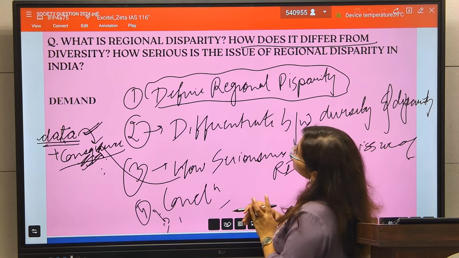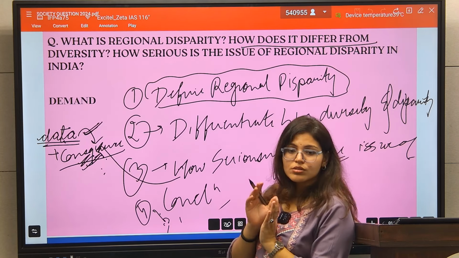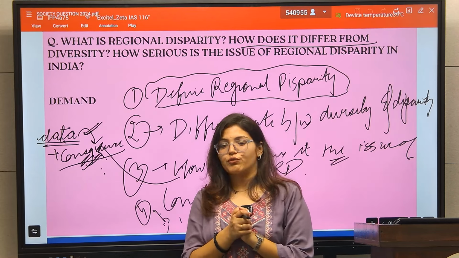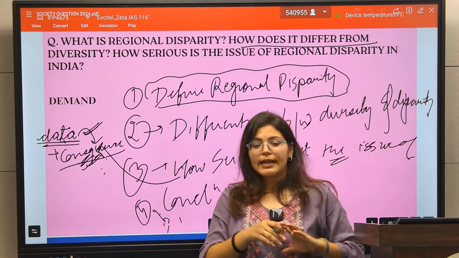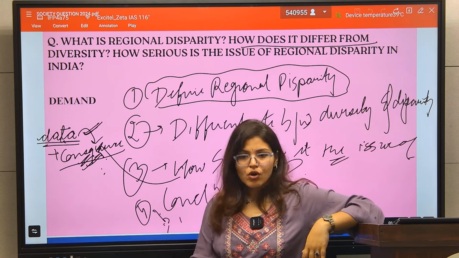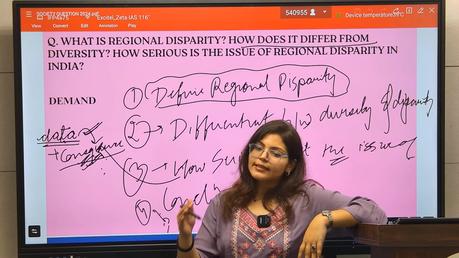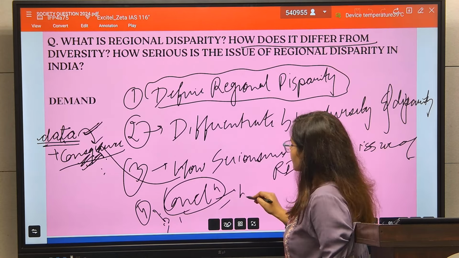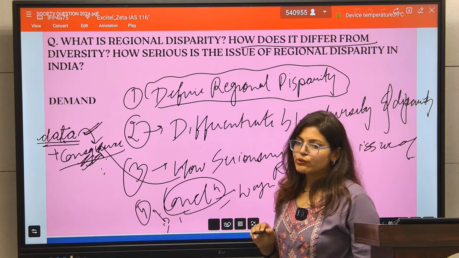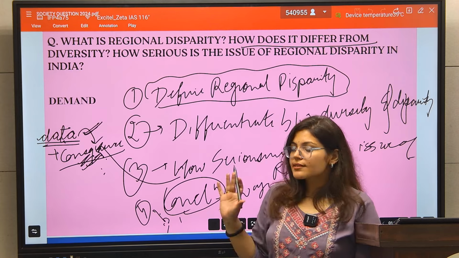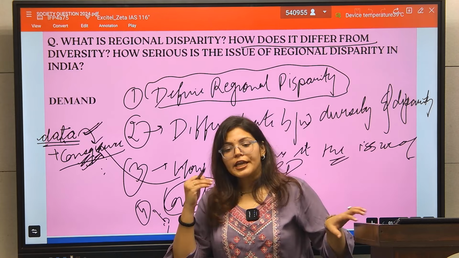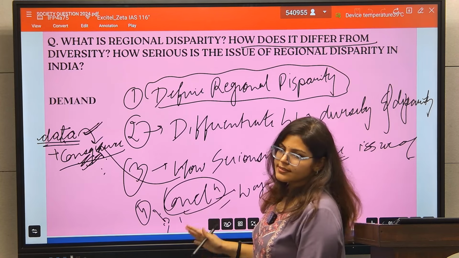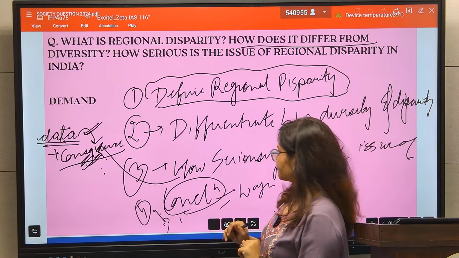So if you write how serious is the issue, the best way to conclude this answer is the way forward. So you have to give a solution: yes, this is serious, these are the consequences of this issue, and there are some ways forward for this. So the way forward is your conclusion in this type of question. Hope this is clear how to structure this question in your mind within 15 to 20 seconds, that yes, I'll write this part in my answer.